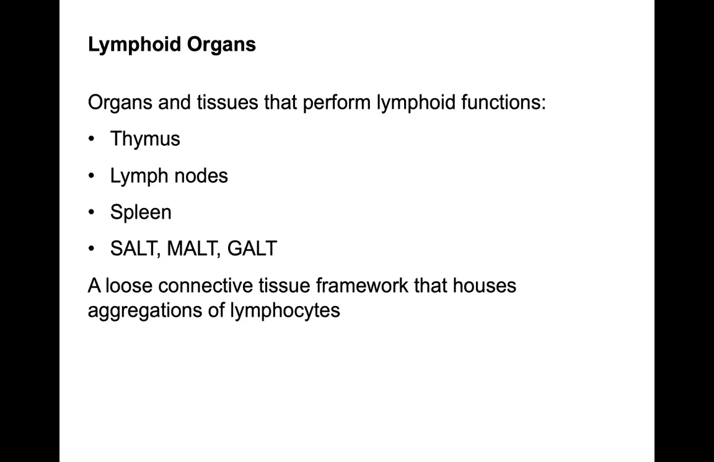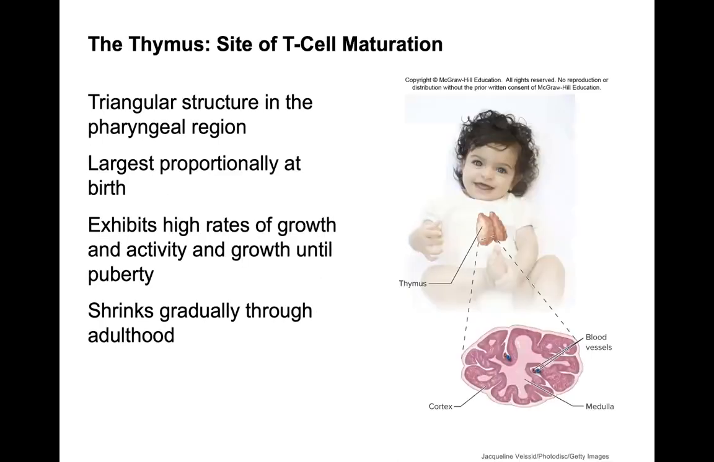Now, there are several lymphoid organs. Organs and tissues that perform lymphoid functions will include the thymus, the lymph nodes, the spleen, SALT, MALT, and GALT. We'll define all those in a little bit. A loose connective tissue framework will also house aggregations of lymphocytes, which can form little nodules, a little bit smaller than lymph nodes.